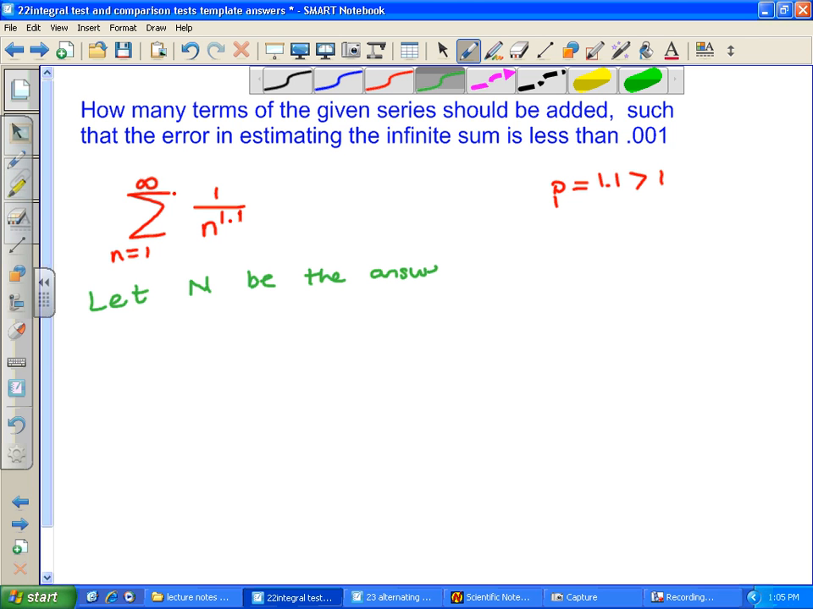So we want to know what N is. By the integral estimation theorem, the integral from N to infinity gives us the size of the error, right? That error should be less than or equal to the integral from N to infinity of which function? 1 over what? I'm going to wait for a few moments because I know you're writing the problem as well. So when you get there, give me your suggestions, please.